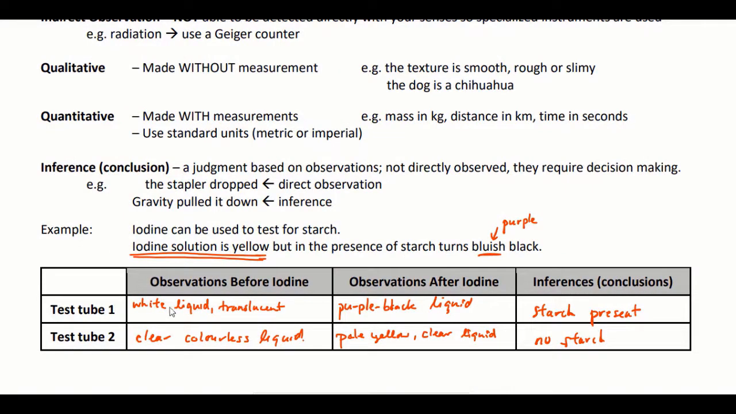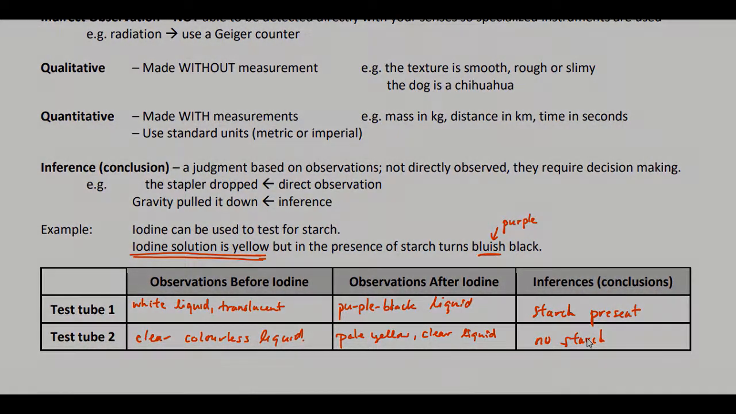Before we put in the iodine, we had a white liquid. It was translucent. After we put in the iodine, it turned purpley black. So for sure starch was present. In the other one, it's kind of a transparent, clear liquid as well. It stayed pale yellow, so there's no starch. So the inference is, the conclusion drawn, is starch must have been present.